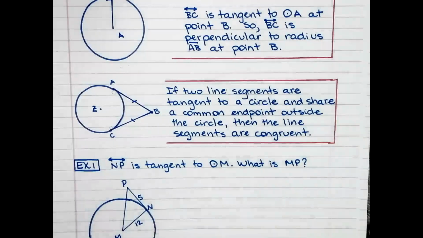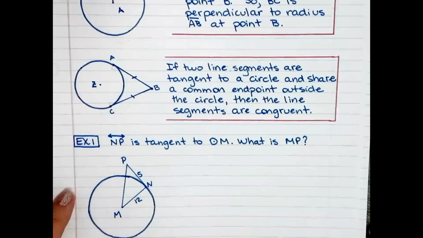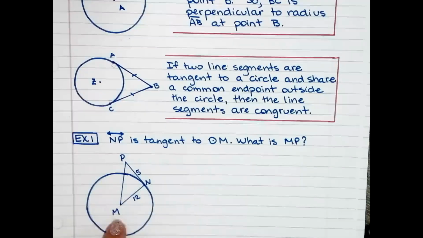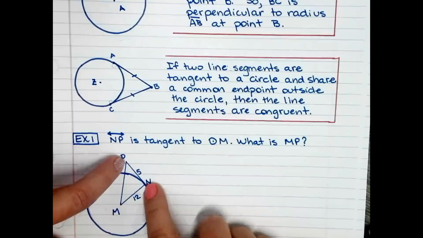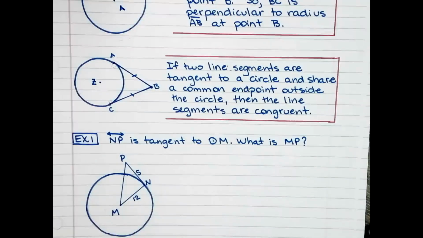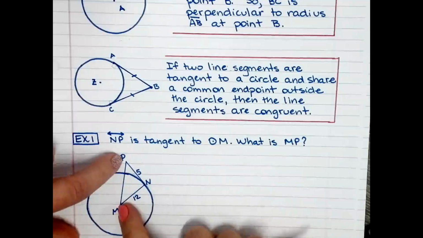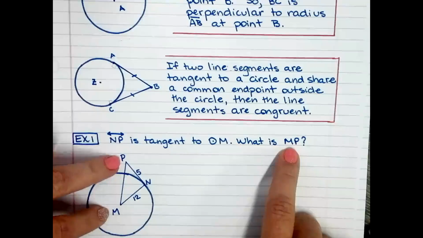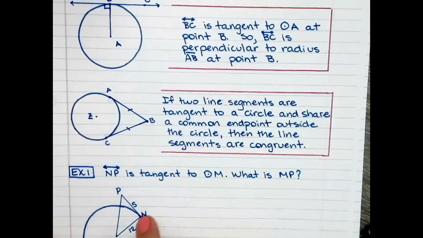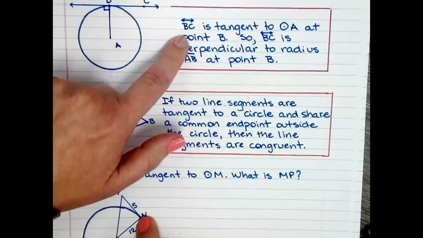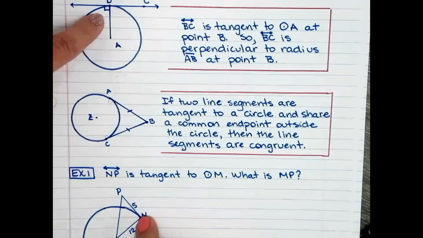So I have line NP tangent to circle M. That's line NP right there. It keeps going, but we're just looking at the segment right there. We're trying to find the distance from M to P, from here to here. I know by definition that if this line is tangent to the circle, that's 90 degrees right there.